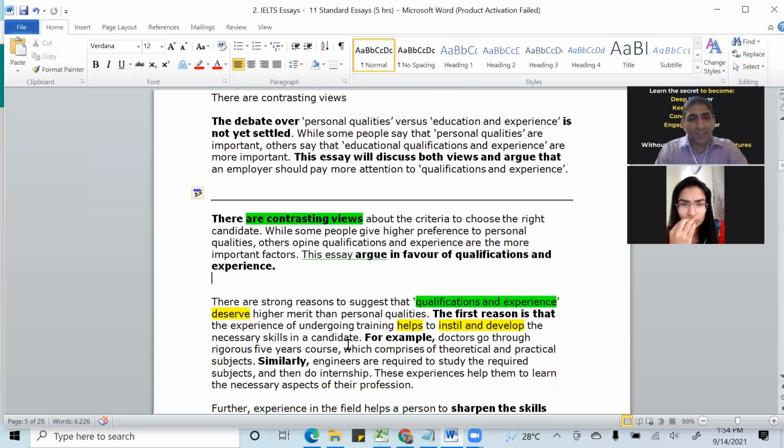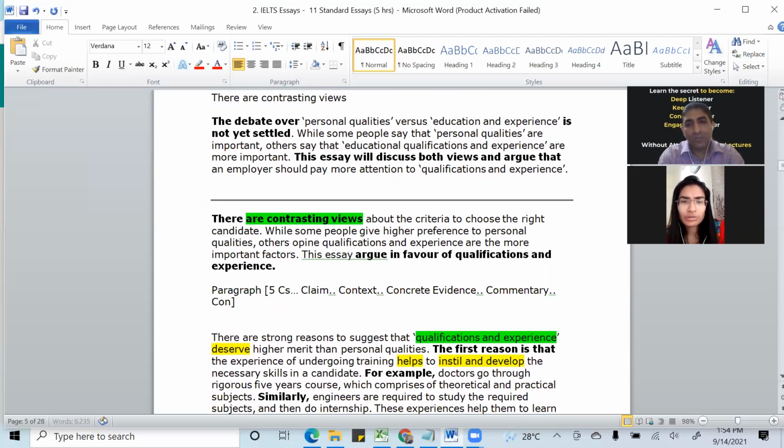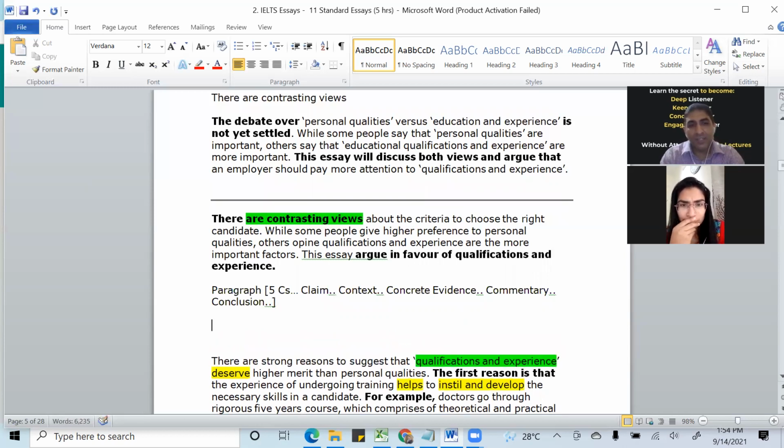Whenever you write a paragraph, you can follow this structure. This structure is called the structure of 5 C's. What are those 5 C's? Claim, context, concrete evidence, commentary, and conclusion. 5 C's: claim, context, concrete evidence, commentary, and conclusion. Right? Like, for example, I want to say that experience and qualifications are important.